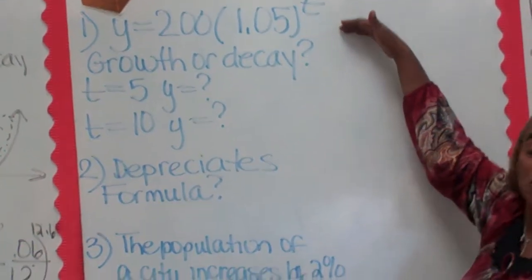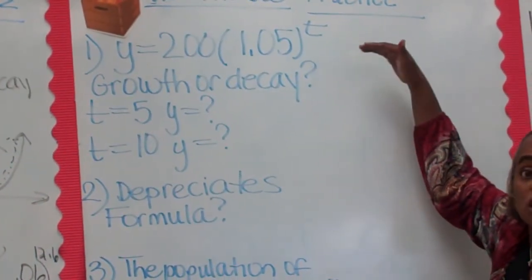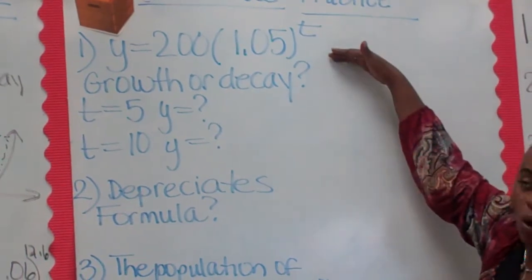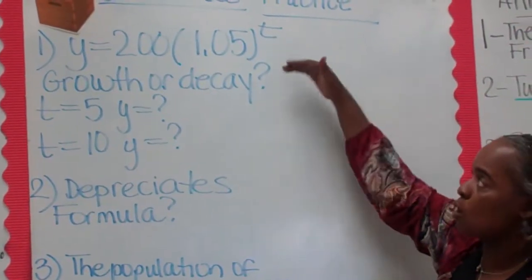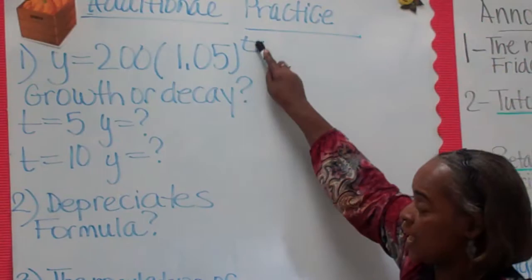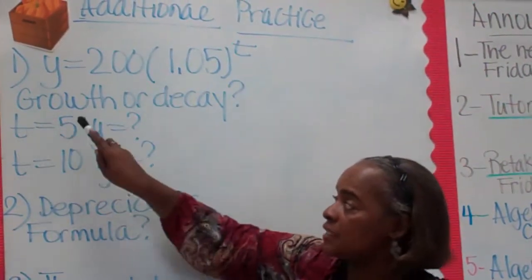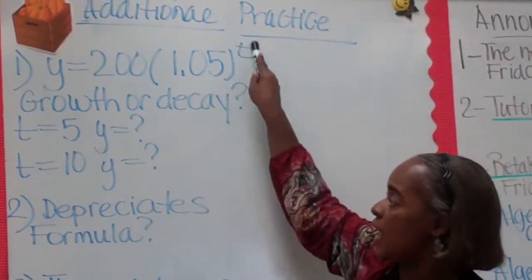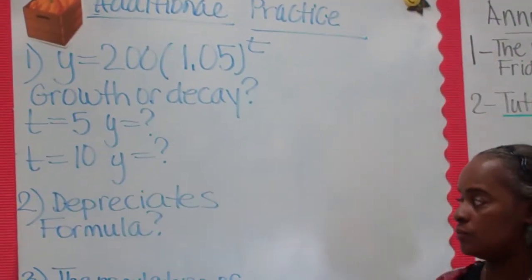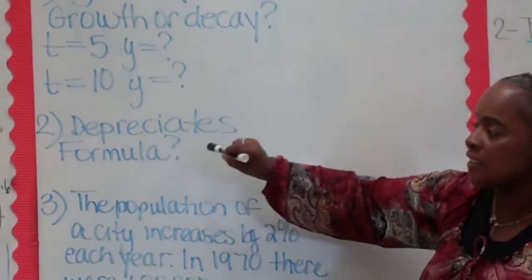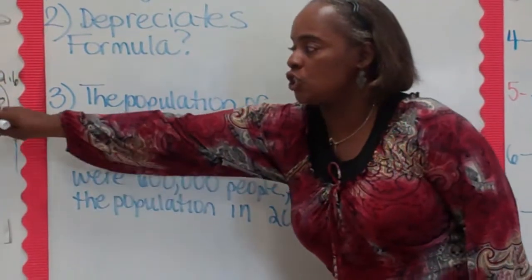Or let's also note that you could use the table function in your calculator. You could type this into y equals, hit table, scroll down to where x corresponds to t, x is equal to 5, get your answer. X is equal to 10, get your answer. The depreciation formula is the same formula as here, just change it from a plus to a minus.